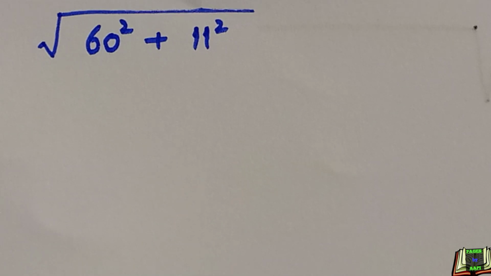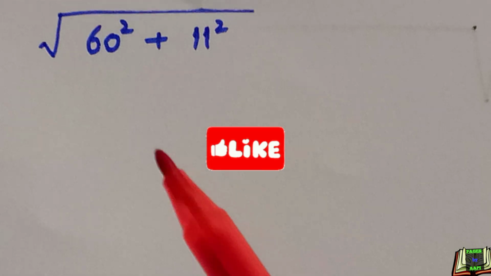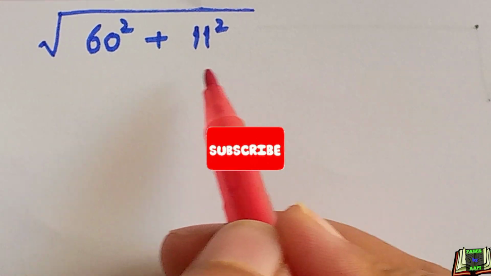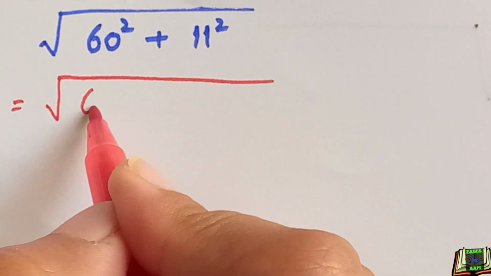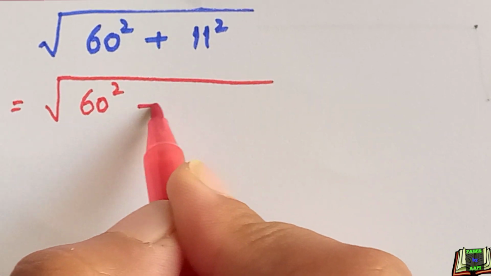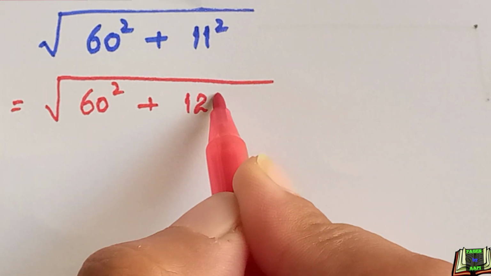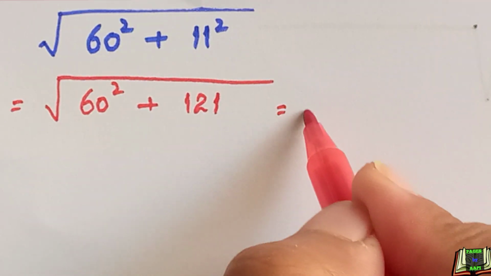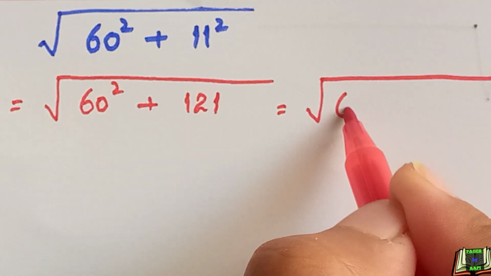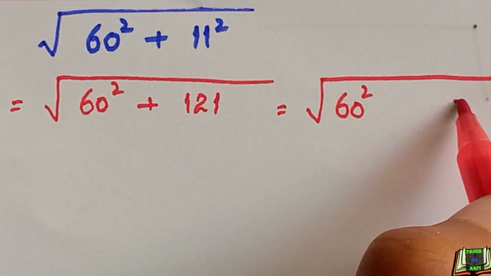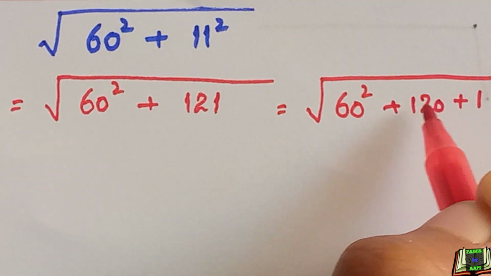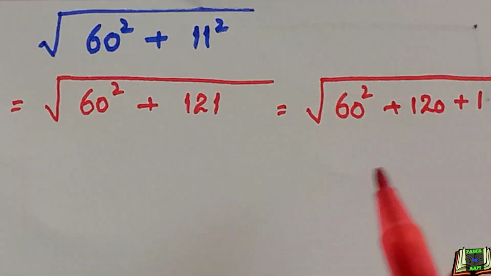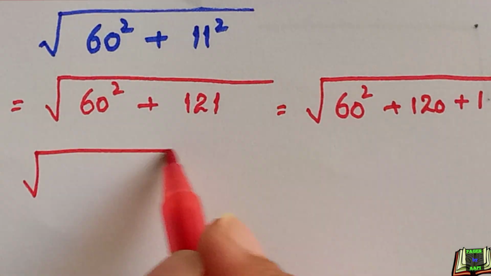Keep your calculator aside and let's solve this radical question in less than a minute. Square root of 60 square plus 11 square. This is equal to 60 square, written as it is, and 11 square is equal to 121. In the next step we are going to expand 121, which is equal to 1 plus 120. Means 121 is the same as 120 plus 1.